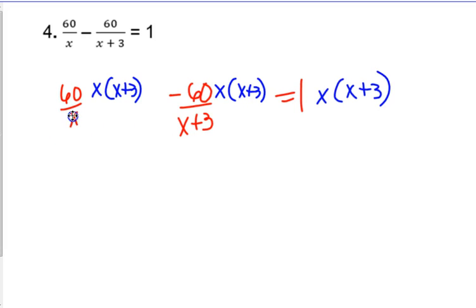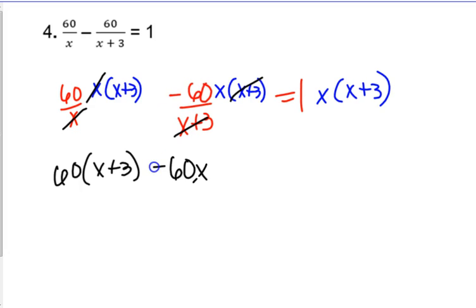All right, the first term, the x's divide out, so I end up with a 60 times an x plus 3, which we'll distribute in a second. The second term, the x plus 3's cancel. If I had to distribute this, remember it's got to be distributed as a negative 60. Luckily, it's just a negative 60x. Over here, nothing cancels, so I end up with a 1x times an x plus 3. All right, so distributing.